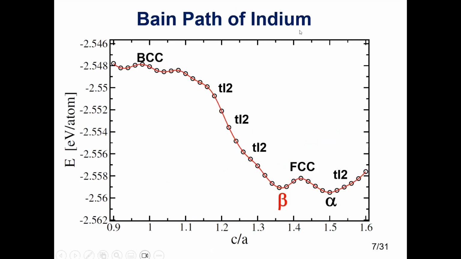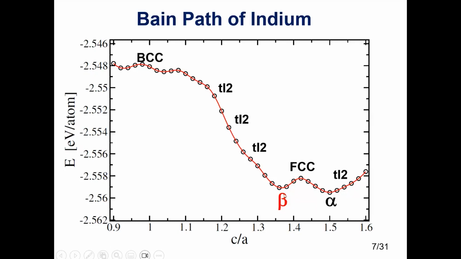Okay, here's a graph of the same thing for the Bain path of indium. You see that although indium likes to be body-centered tetragonal, it does not want to be body-centered cubic. The tetragonal distortion is spontaneous. And then you see that there are two minima. One minimum has a distortion with a C over A ratio of about 1.35, which is less than the square root of 2.